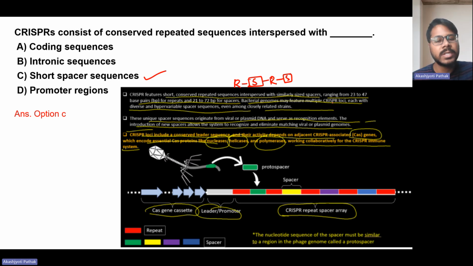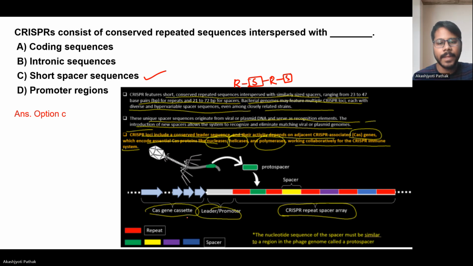So there can be multiple locations where this CRISPR sequence may be present, each with diverse and hypervariable spacer sequences, even among closely related strains. So the spacer sequences are unique, and they originate from viral or plasmid DNA and serve as the recognition elements. These spacer sequences will be recognized by the Cas9 protein. How it recognizes the sequences, we will understand in the subsequent slides. The introduction of new spacers allows the system to recognize and eliminate matching viral or plasmid genome.